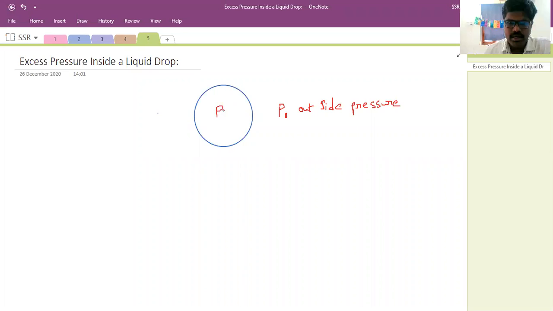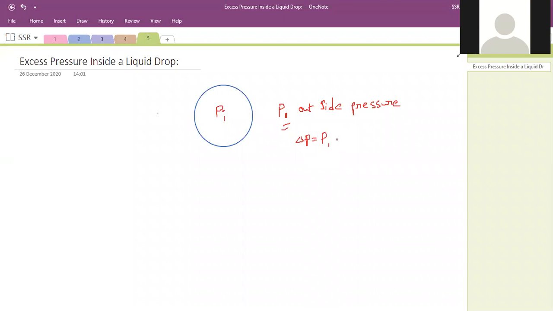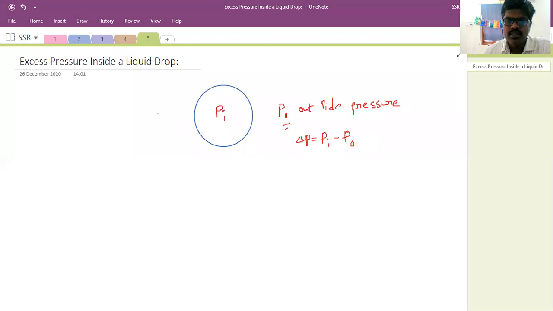Let Pi be the inside pressure and P naught the outside pressure, that is atmospheric pressure P naught. This inside pressure is greater than the outside pressure, no doubt. The pressure difference delta P is equal to Pi minus P naught. This delta P is called excess pressure.